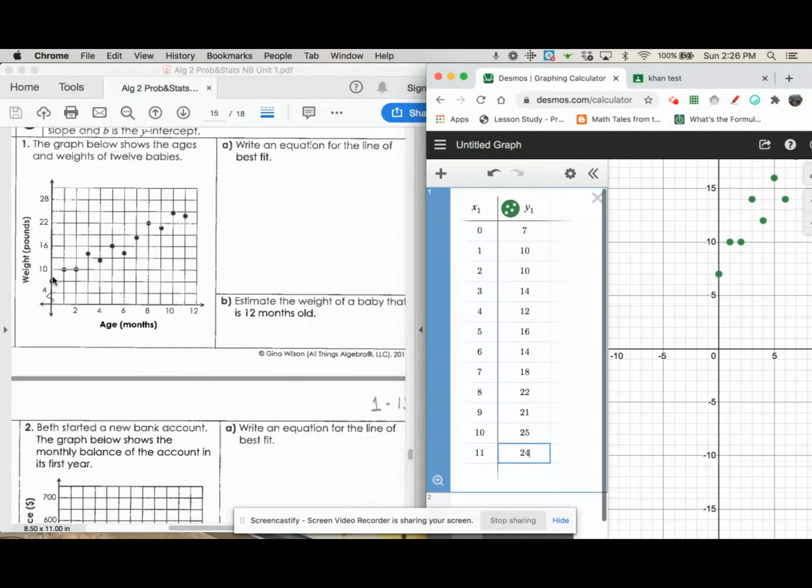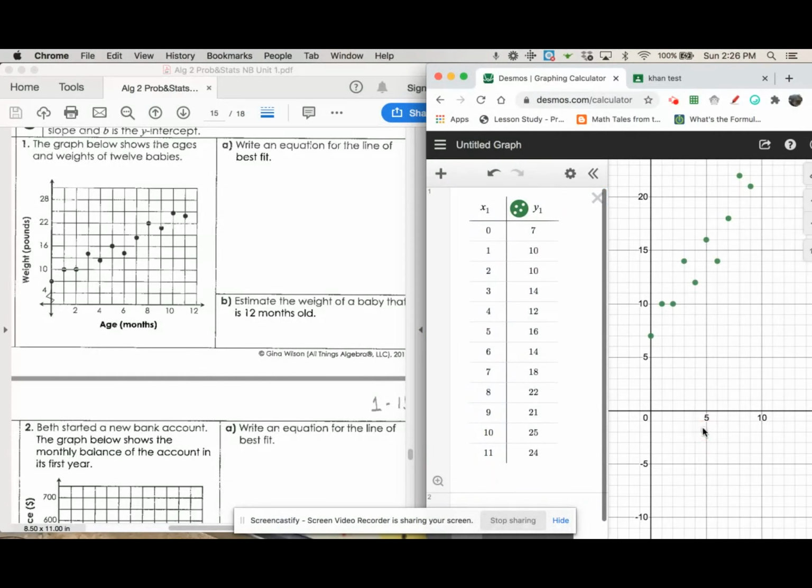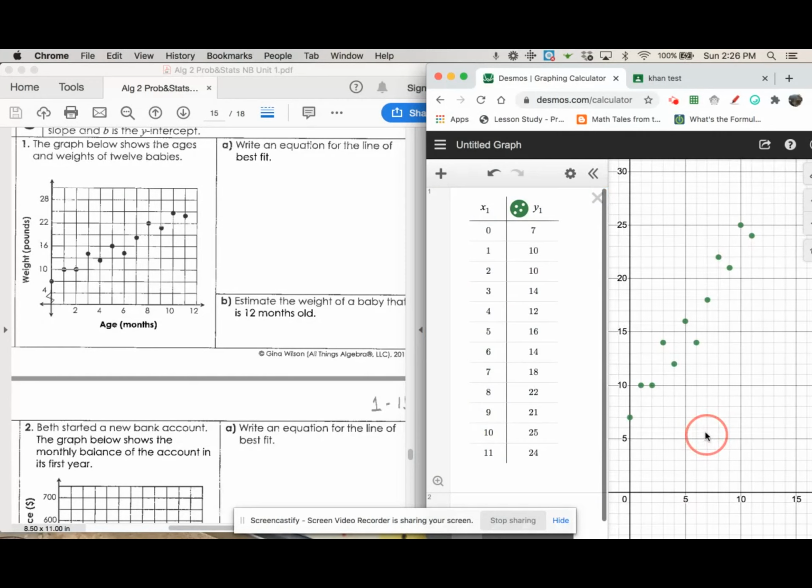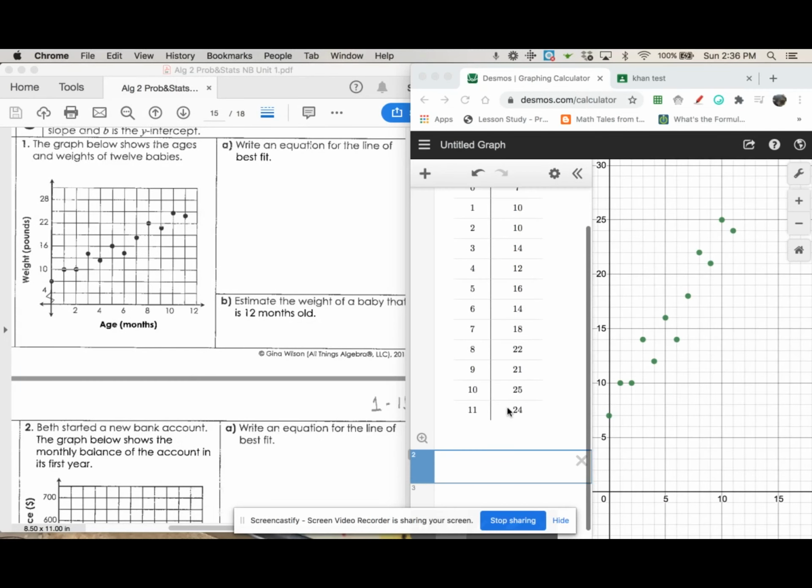Let's see how many points I have. 1, 2, 3, 4, 5, 6, 7, 8, 9, 10, 11, 12. So I have all my points. I'm going to move my graph so I can see it a little bit better. There's my data. Okay, so let's look at the question for this scatter plot that you made.